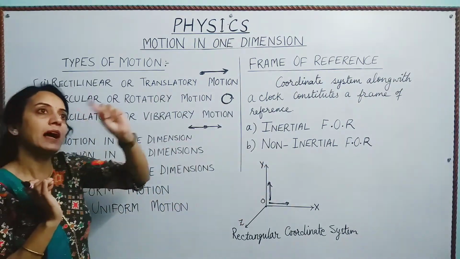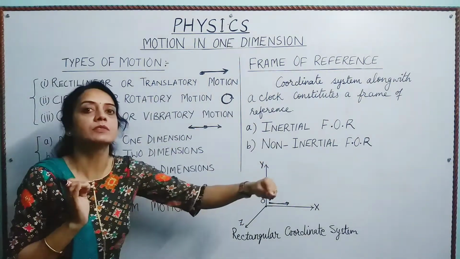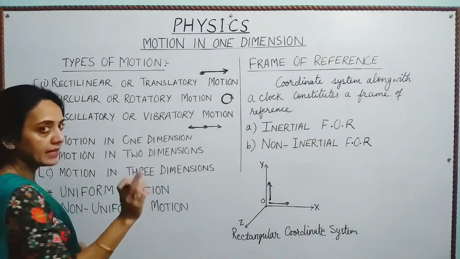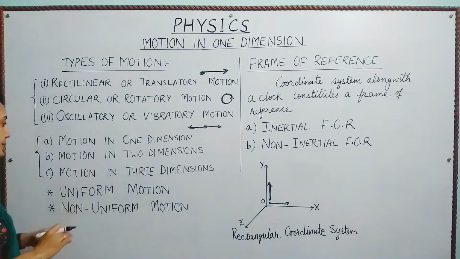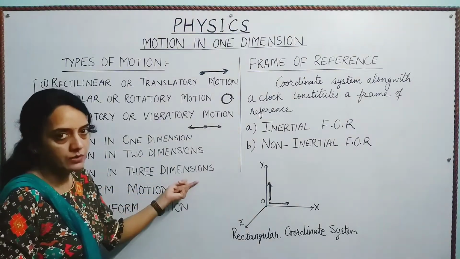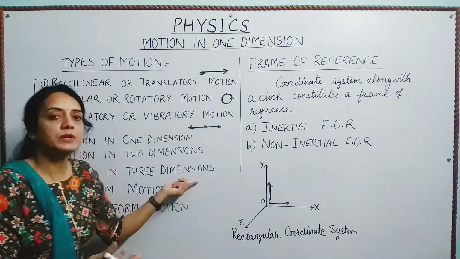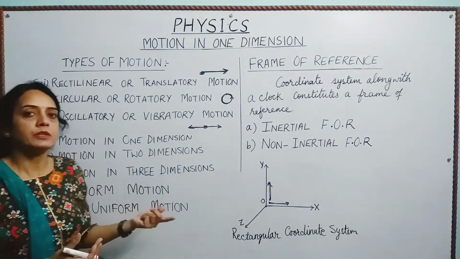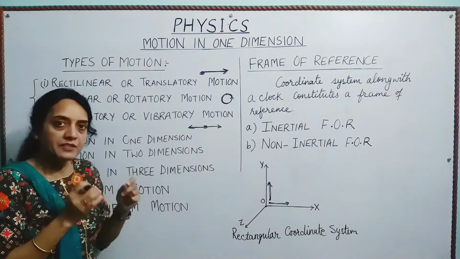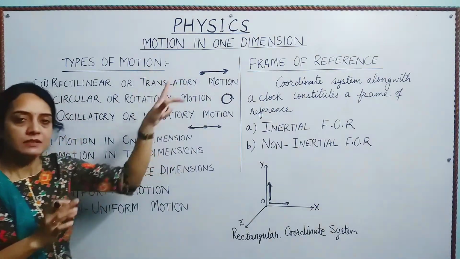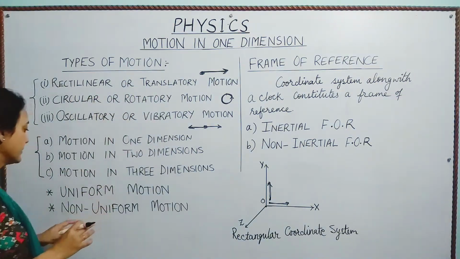It covers some height also and it covers this kind of distance also. So we call this projectile motion, and this is a two-dimensional motion. Motion in three dimensions: when all three dimensions specify the position of the object, we call it three-dimensional motion. For example, a kite flying in the sky on a windy day. So this is a three-dimensional motion.